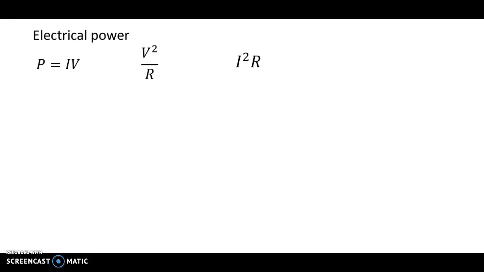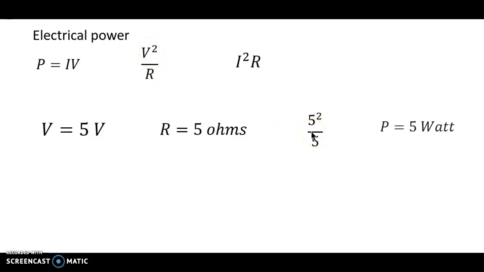let us try which one we are going to use. I prefer to use V squared over R. So V equals 5 volts, R equals 5 ohms. Be aware here it is the whole resistance. So 5 squared over 5 gives me power equal to 5 watts. If you use either this one or this one, you will end up with the same value. Here I have 1 squared times R, 5, giving 5 watts again. Here I have I times V, 1 times 5 equals 5 watts. It depends on which values you have in your circuit. So this is how we find electrical power, using one of these equations.